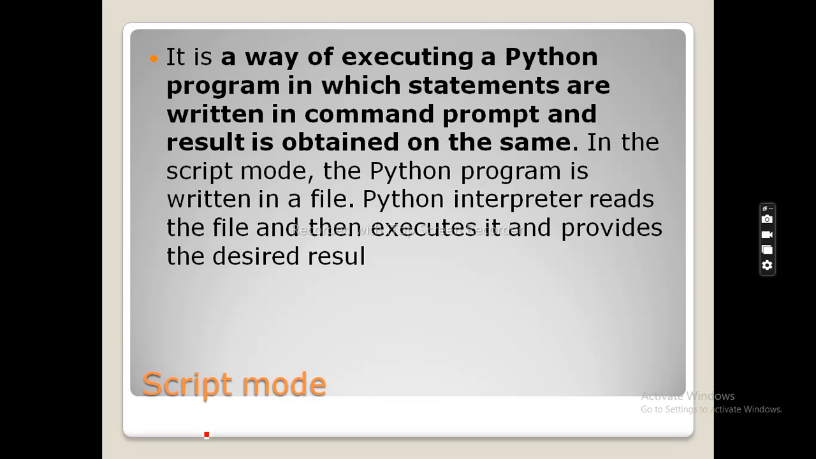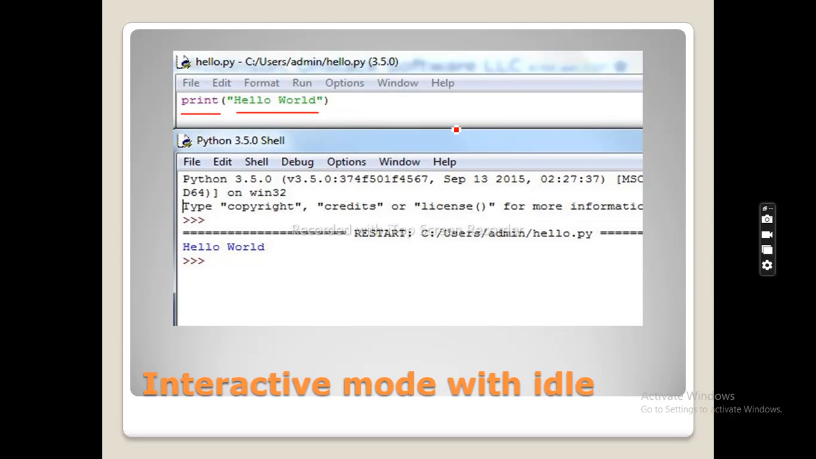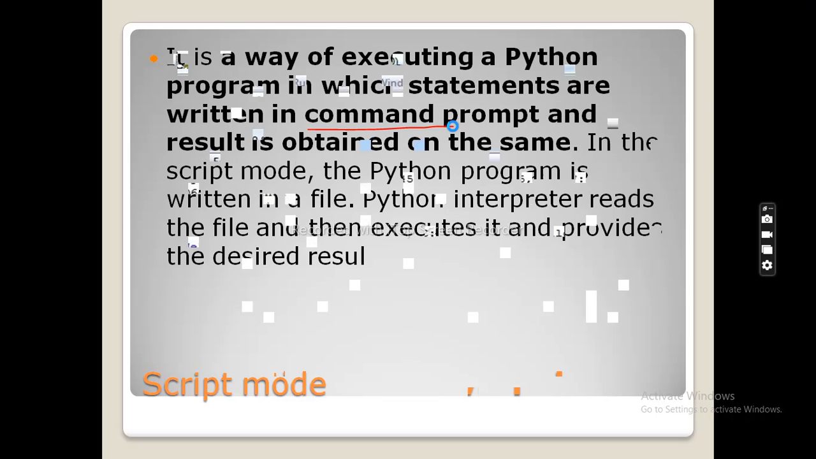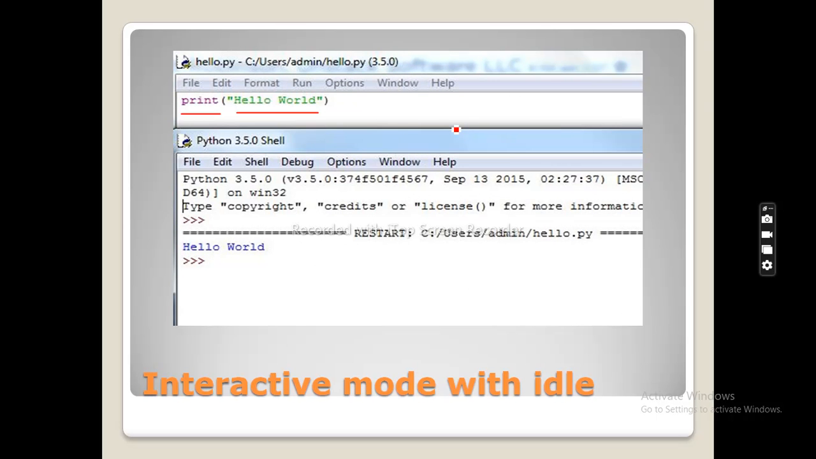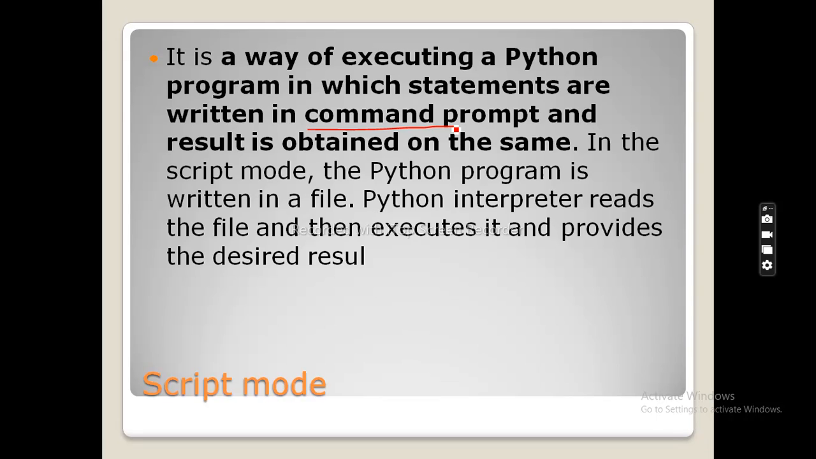Now we'll study the two types of Python mode. First one is script mode. It is the way of executing a Python program in which statements are written in the command prompt and the result is obtained on the same. Like in the previous picture, we are writing the program in the command prompt and getting the result in the command prompt only. The Python program is written in a file, the Python interpreter reads the file, then executes it and provides the desired result.